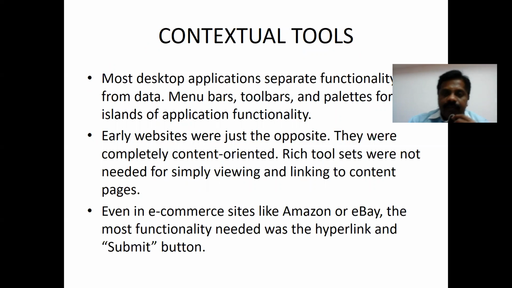Next, contextual tools. Most desktop applications separate functionality from data. Menu bars, toolbars, and palettes provide application functionality. Early websites were just the opposite. They were completely content oriented. Rich toolsets were not needed for simply viewing and linking to content pages. Even in e-commerce sites like Amazon or eBay, the most functionality needed was the hyperlink and submit button.